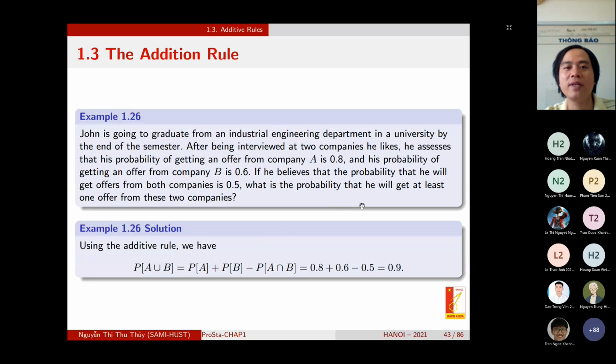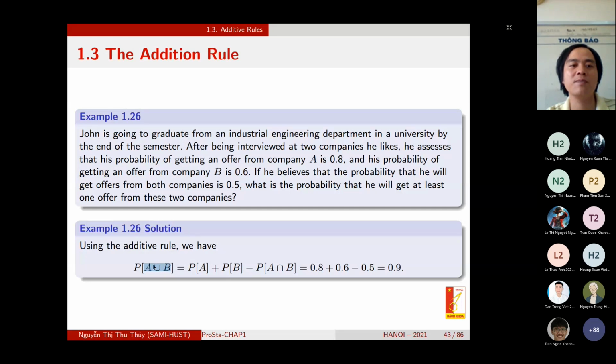So now we need to calculate the probability that he will get at least one offer from these two companies. What does it mean? At least one offer. That means he can get the offer from A, he can get the offer from B, or he can get both the offers from A and B. Okay, that's the meaning of the union between A and B. So we need to calculate P of A union B.